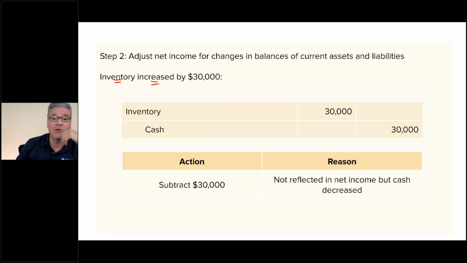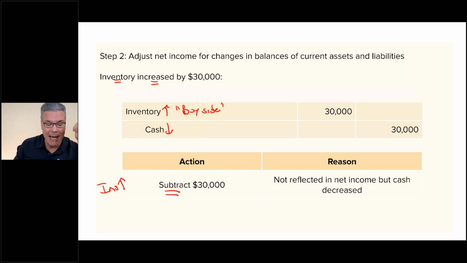All righty, when inventory goes up, we're on the buy side. Cash is going down. When cash goes down, what are we going to do? Inventory up, we subtract. Operating asset up, we do the opposite. You subtract.